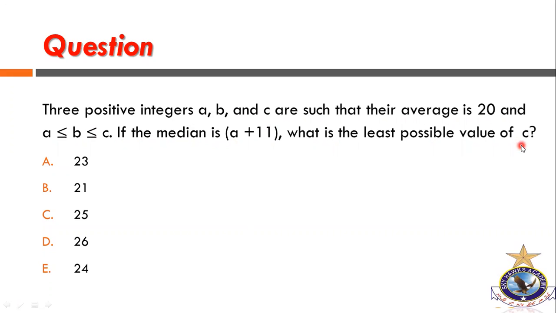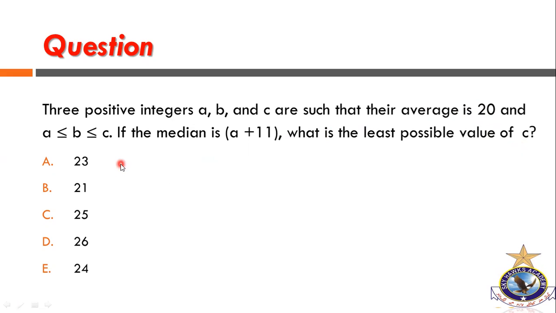So that's why I'm saying we are going to a little bit tough exercise. Let me reread this: there are three numbers, three positive integers A, B, C. Their average, their mean, is 20. Average is the mean. So the average, or the mean, is given.